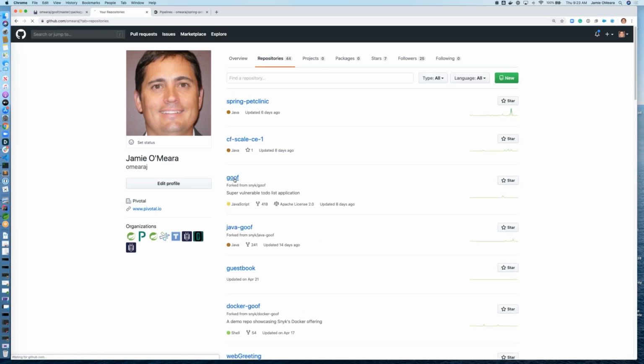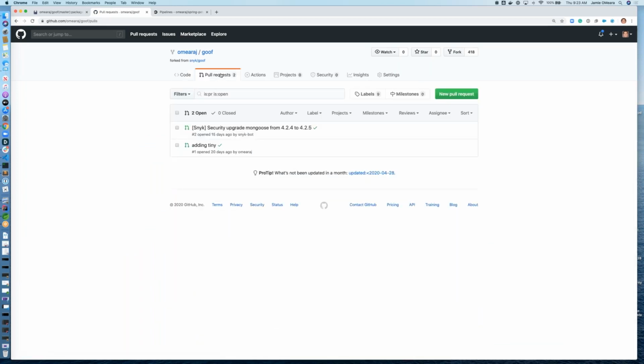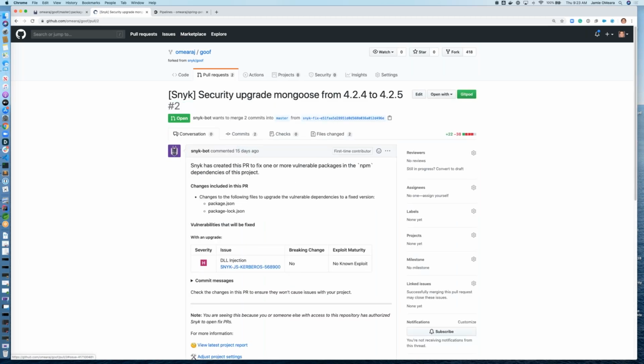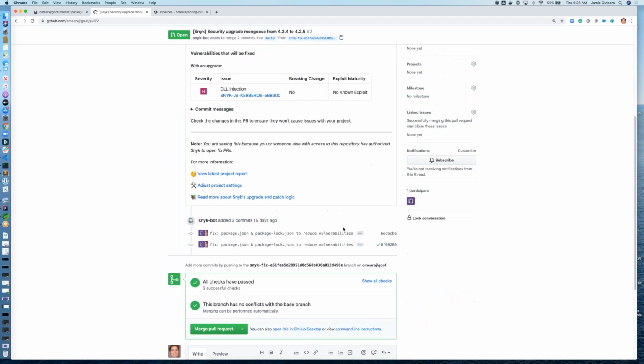If I pull up that same application, what I can start to see is that Snyk will do one of two things. I can either manually generate the pull request by going to Snyk, or Snyk's smart enough to say, hey, I know I have the same information, let me just go ahead and generate this pull request for you inside of GitHub. And again, by doing this, I can see all the same set of information that I saw before. I can see the severity and which vulnerabilities will be fixed, and the exploit maturity of it.